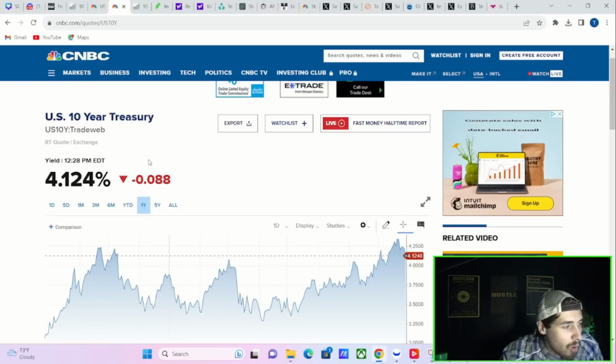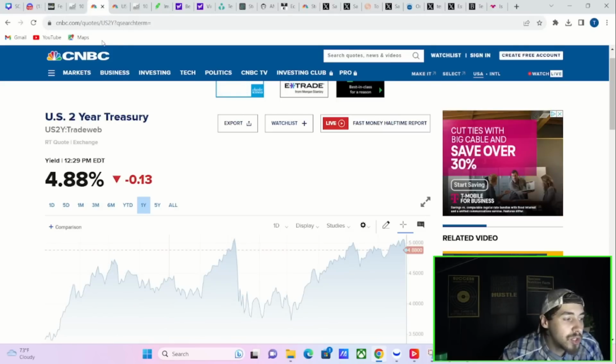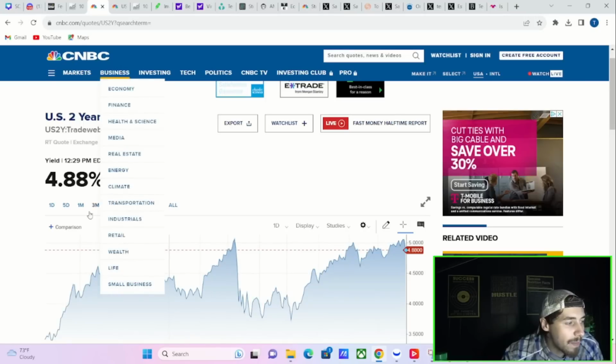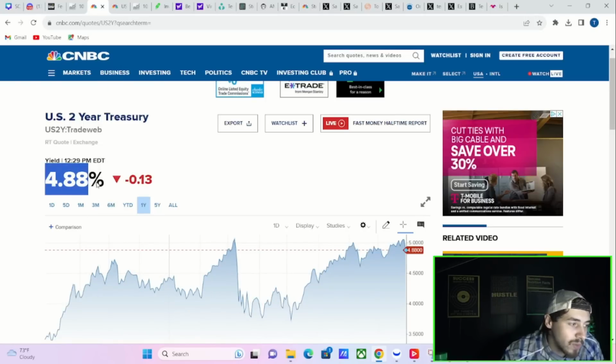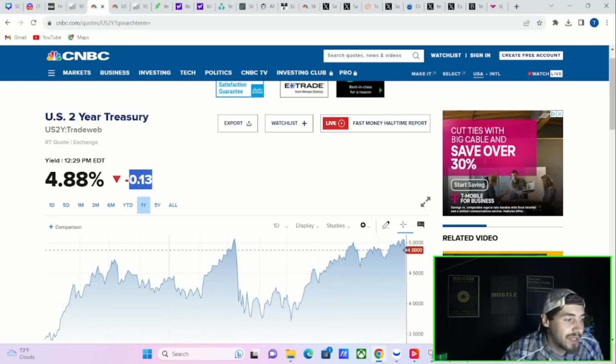These JOLTS job opening numbers coming in far lower than expectations is having a big effect on treasury yields as well. The 10-year treasury is down 9 basis points on the day, sitting at 4.12%, and the 2-year treasury is dropping more than that, trading at 4.88%, down 13 basis points on the day. That's equivalent to half of a typical rate cut of 25 basis points. That's a huge move for the treasuries.